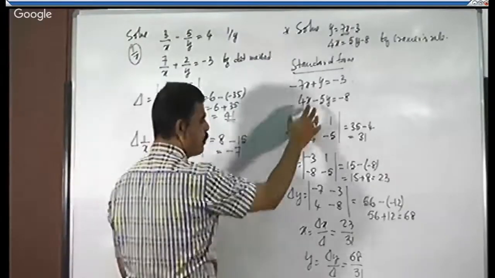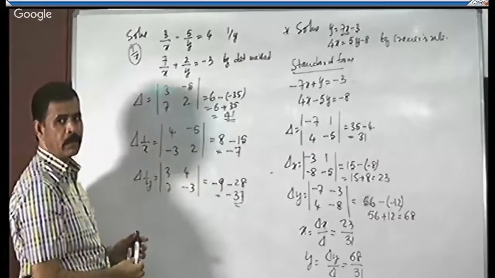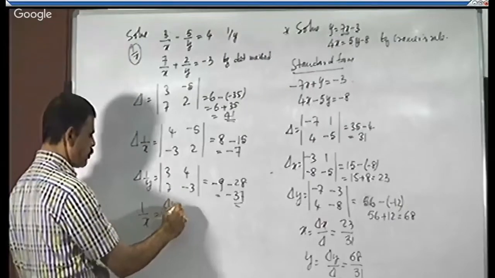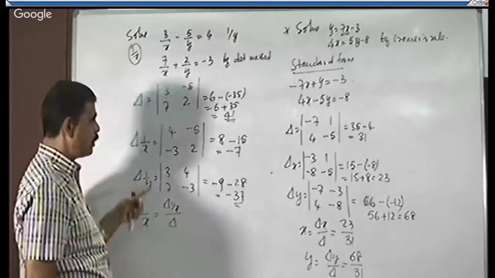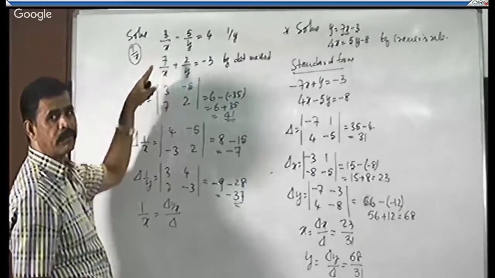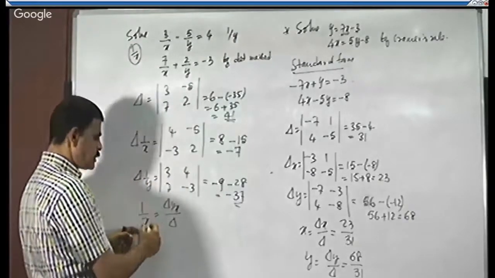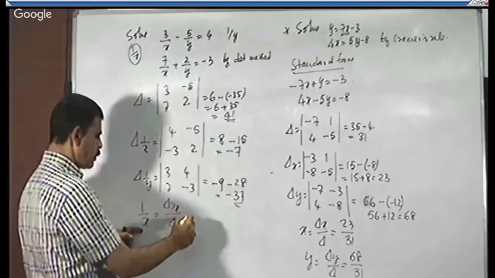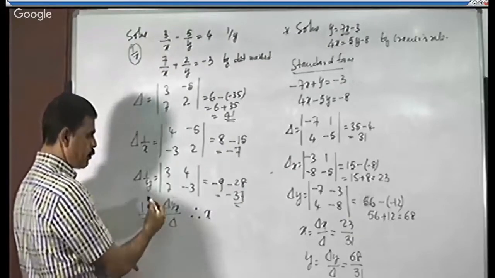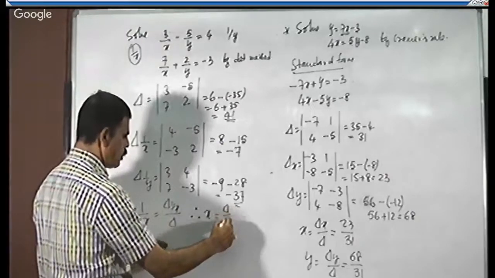See, in the last example, we took x is equal to delta x by delta. But here, what we need to take? We have to take 1 by x is equal to delta 1 by x divided by delta, because here we have written all the determinants as the coefficients of 1 by x and coefficients of 1 by y. Therefore, we have to take 1 by x is equal to delta 1 by x divided by delta. Therefore, we need only x now. Take the reciprocals. 1 by x becomes x by 1. In the same way, delta 1 by x by delta becomes delta by delta 1 by x.